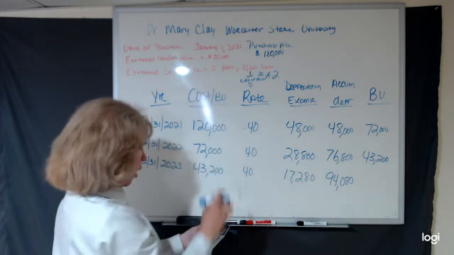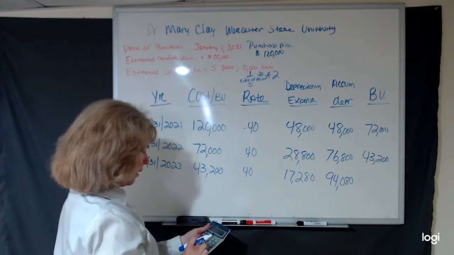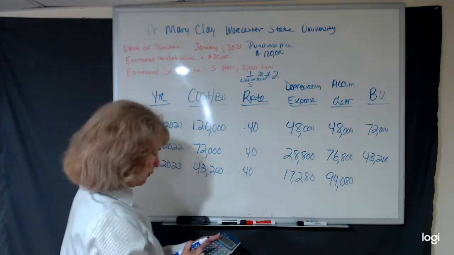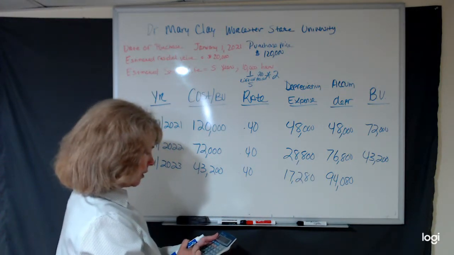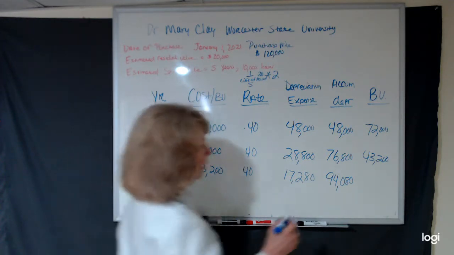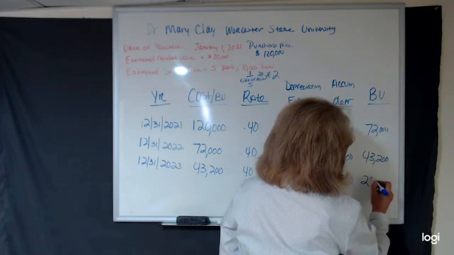Okay, then I'm going to figure out my book value. I'm going to go all the way back to cost. I'm going to take $120,000 minus $94,080, and that gives me $25,920.